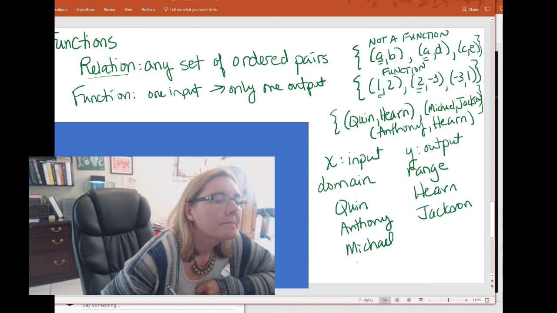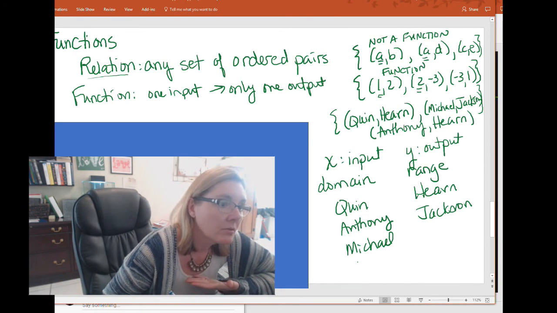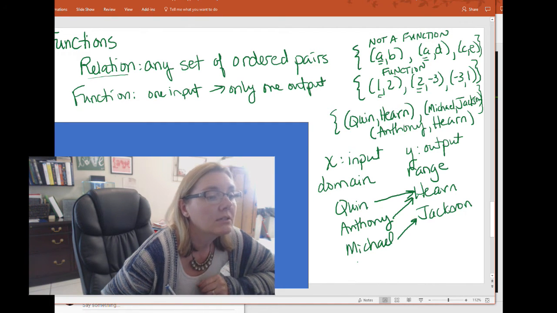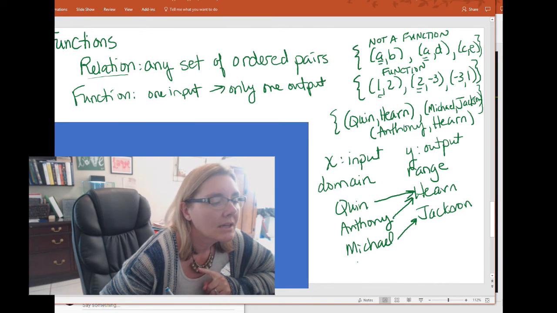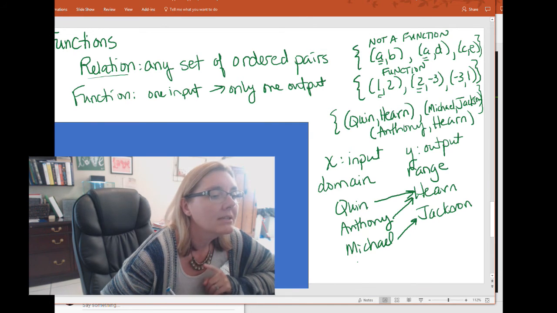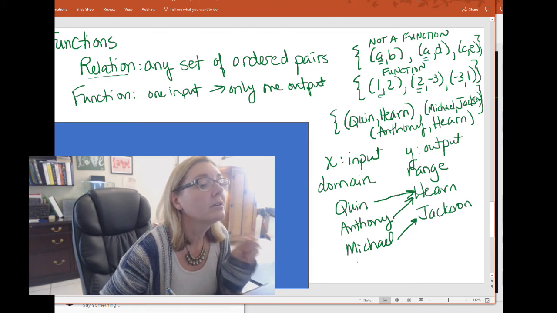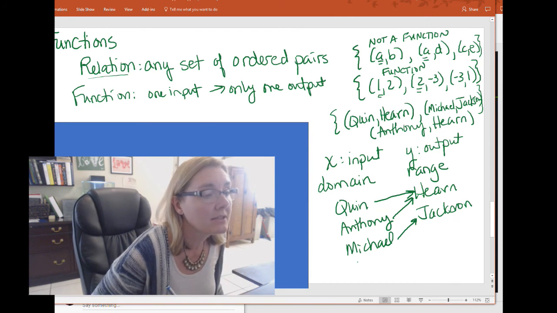All right, so if I said the input is Quinn, would you know the output? Yes, there's only one name that matches up with, which is Hearn. If I said the input is Anthony, would you know the output? Yes, it would be Hearn. No other options. And if I said the input is Michael, the output would have to be Jackson. Okay, this confuses people because they see the two different first names pointing at the last name and they think, oh, this can't be a function. But we did not say that you couldn't have two different inputs pointing at the same output. All right, all we have to have is that we know with confidence when I tell you the input, you know the output without me having to tell you. And that's the case here.